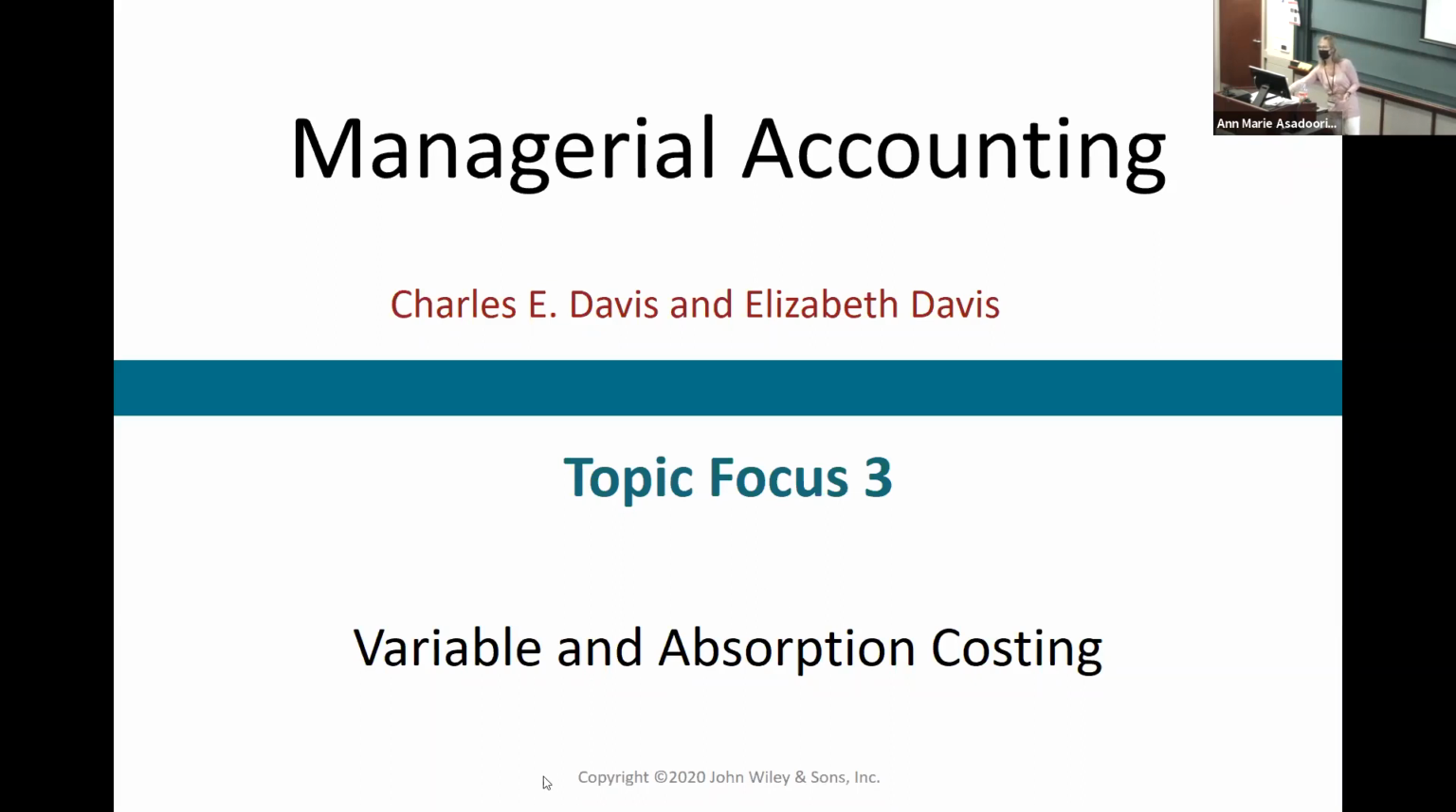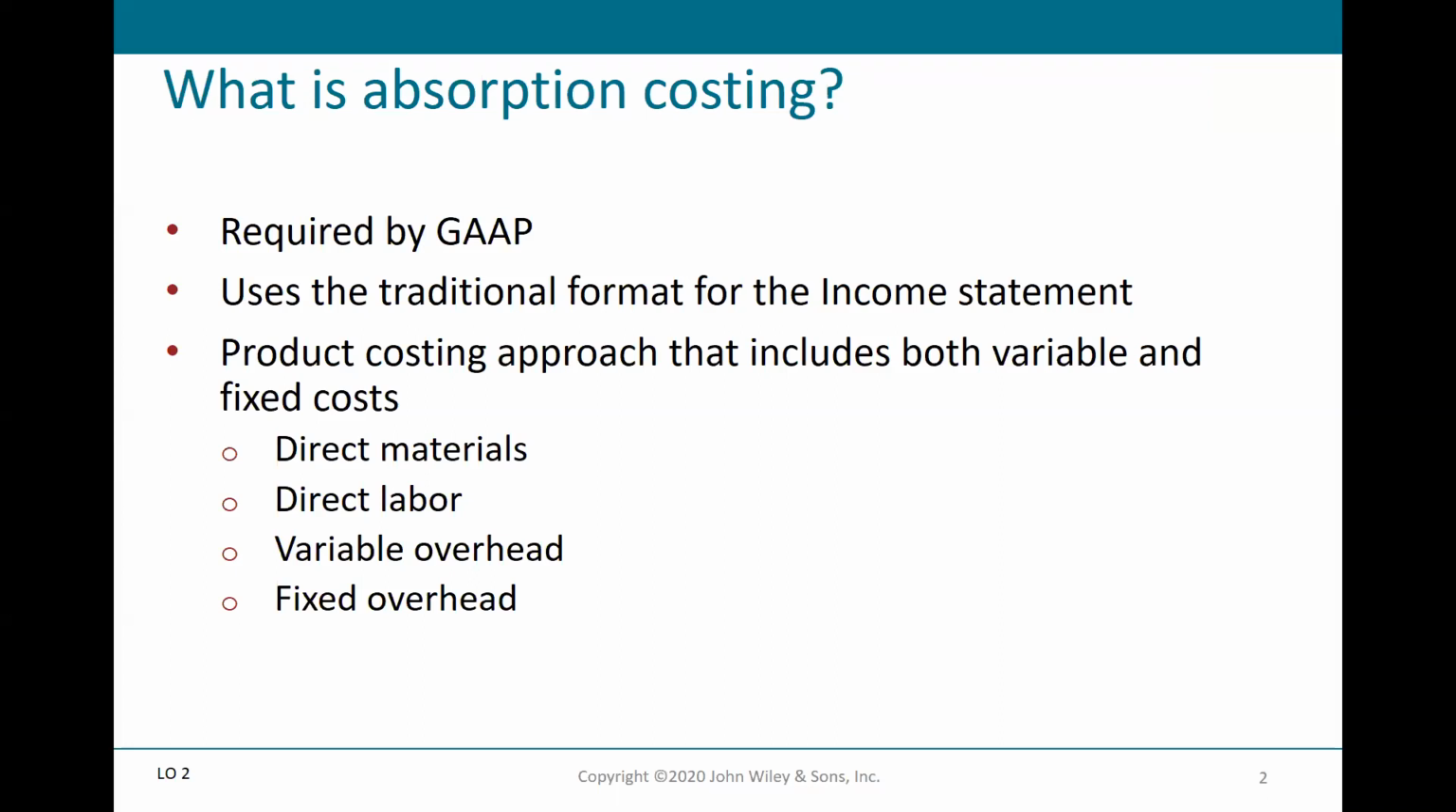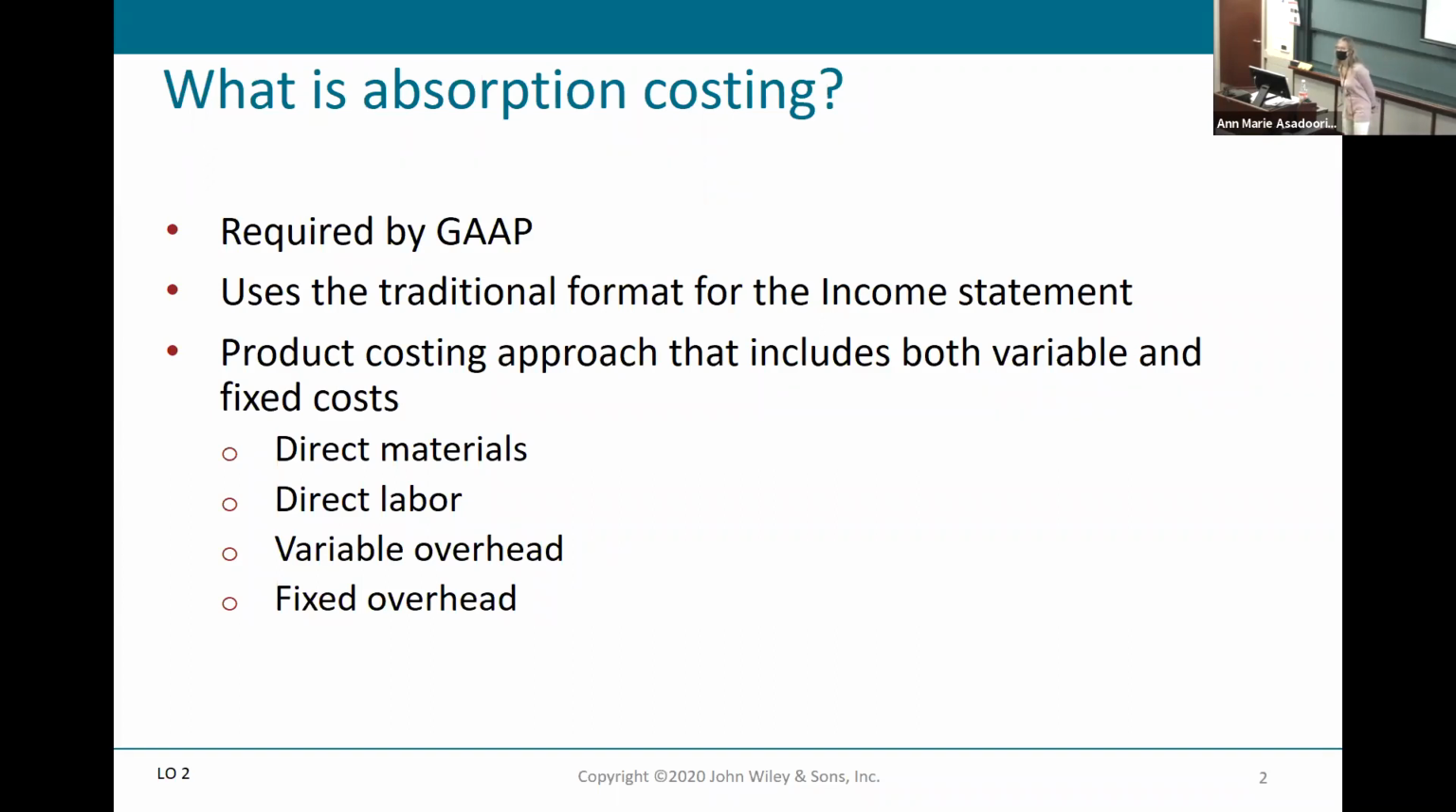All right, so if you've read these few pages, what they talk about is variable costing and absorption costing. Well, the good news for you is that absorption costing, you already know. That's job order costing, that's GAAP, that's the accounting that we just learned in chapter 4. So absorption costing is required by GAAP. It uses your traditional income statement, right? Your sales minus cost of goods sold, because you know that's what GAAP uses, right? Product costing approach includes both variable and fixed costs.